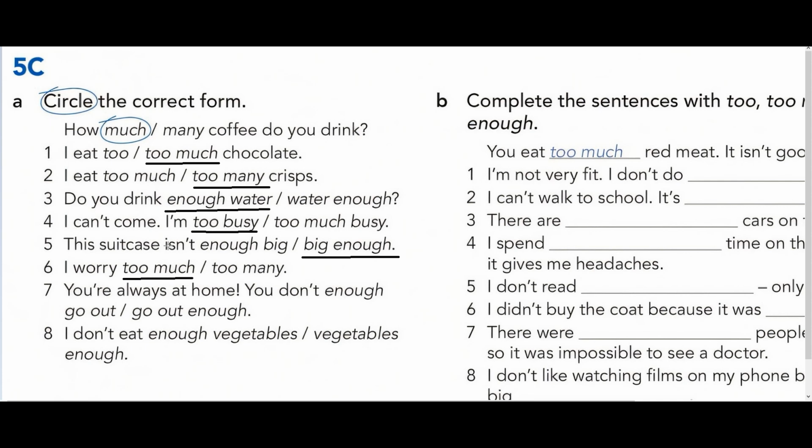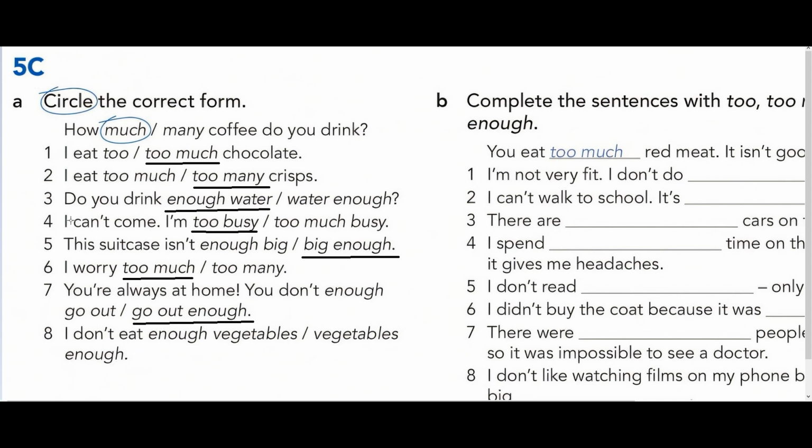I worry too much. Number 7, you're always at home. You don't enough go out or go out enough. This is a correct option, so this option is correct. Number 8, I don't eat enough vegetables. I don't eat vegetables enough.